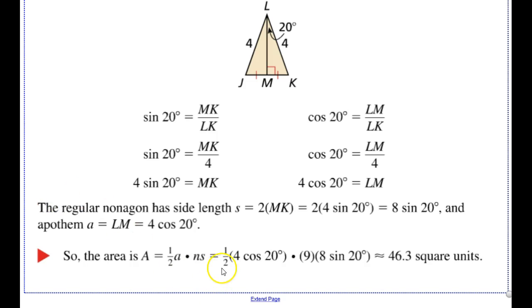From there, I can plug in what I know and find the area is 1/2 times the apothem times the N, which is the number of sides, times S, which is my side length. So here I've got 1/2, here was what I found using my trig values for the apothem. There are 9 sides, and I know that this is 1 side length. Now I can just plug all of this into my calculator, and I find that the area is approximately 46.3 square units.